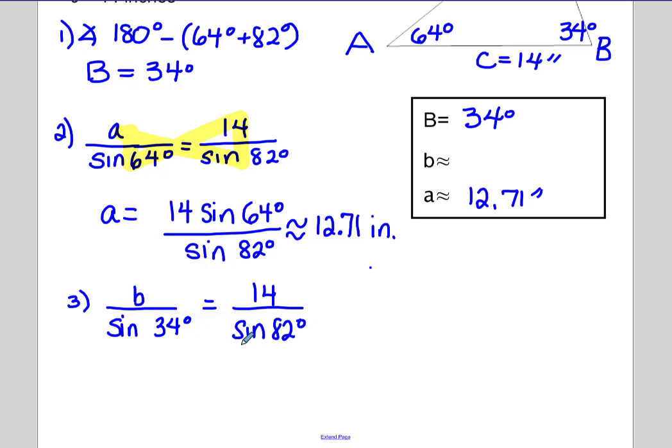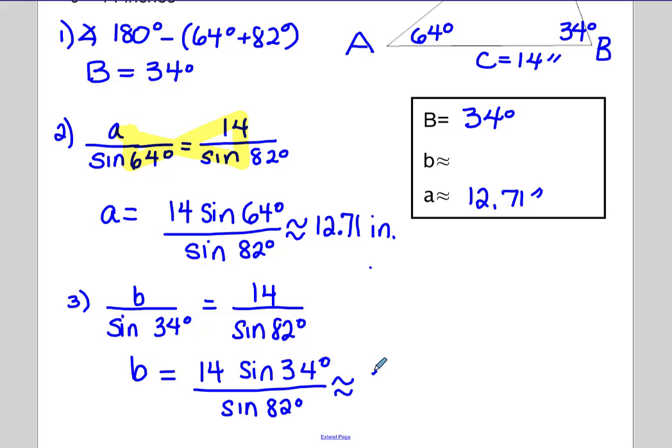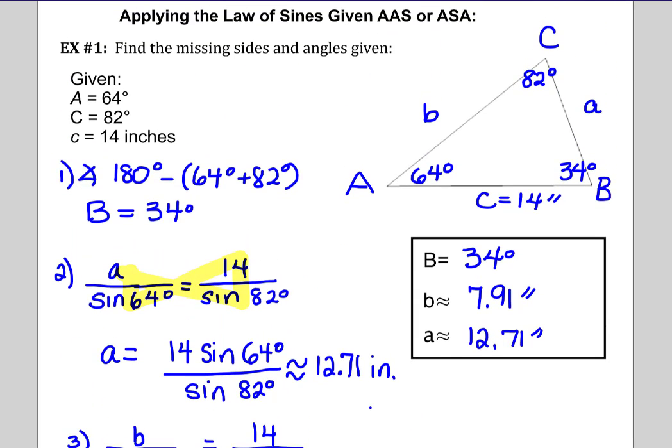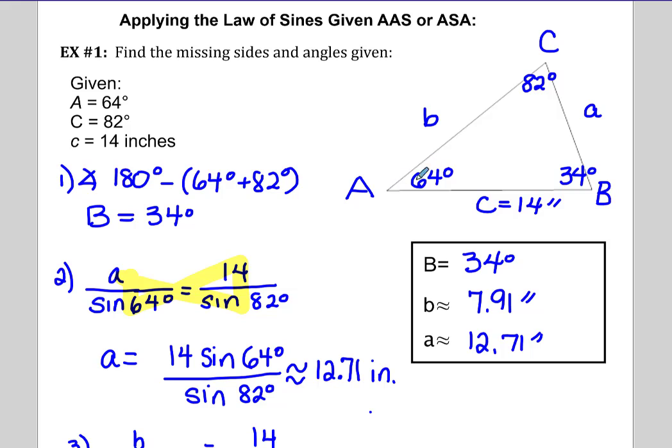So using our calculator again, side B is 14 times the sine of 34 degrees divided by the sine of 82 degrees. And if you work with me, that should be 7.91 inches again for little side B, 7.91 inches. And we have solved a triangle that was given to us as an angle, side, angle.